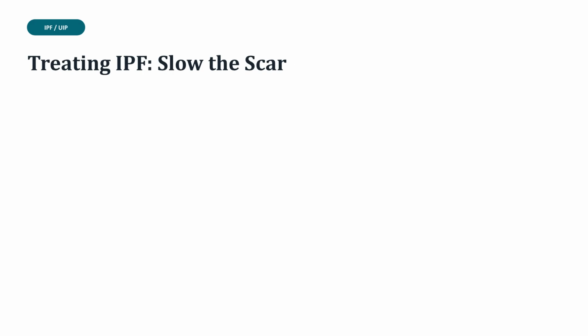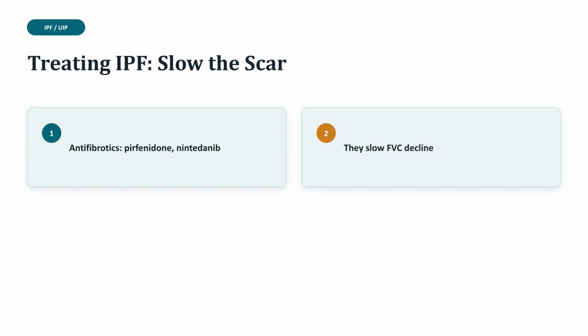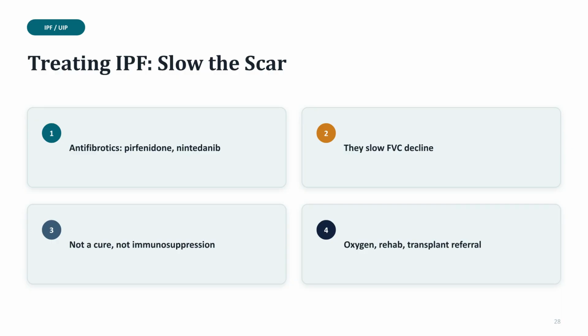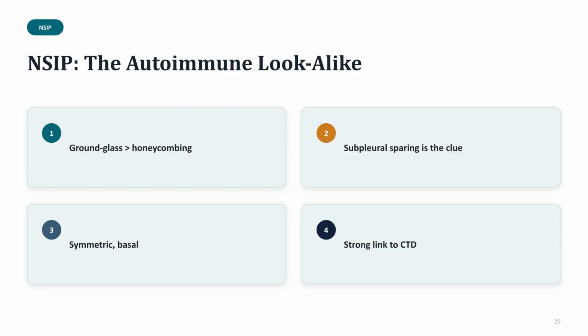Idiopathic pulmonary fibrosis is treated with antifibrotic drugs, pirfenidone and nintedanib. These do not reverse scar, and they are not immunosuppressants. What they do is slow the decline in lung function over time, measured as the forced vital capacity. Around them sits the supportive core. Supplemental oxygen, pulmonary rehabilitation, and early referral for lung transplant in fit patients. Steroids alone do not help idiopathic fibrosis and can harm.